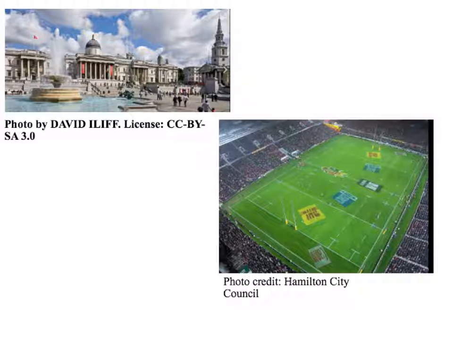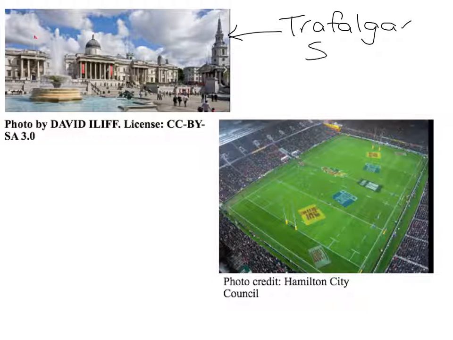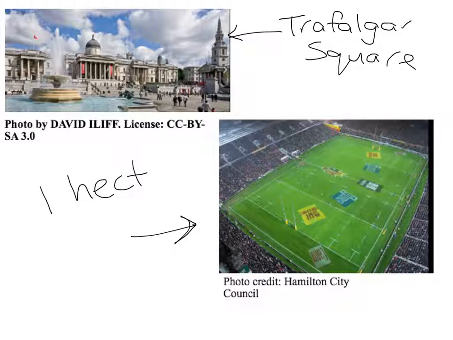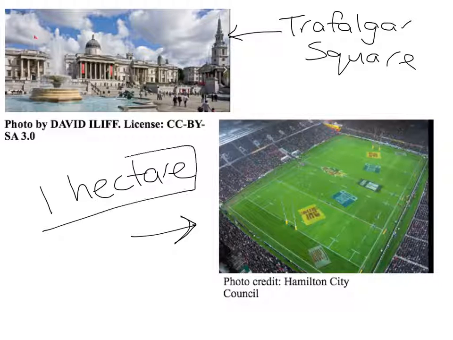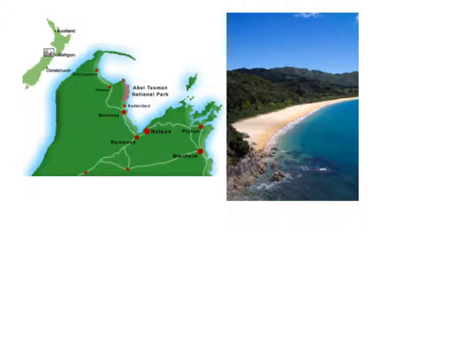This picture here is in London, and this is Trafalgar Square. And this is the Hamilton rugby field. Both of these are about 1 hectare, and the hectare is a really common unit for measuring land. This is the next clue.